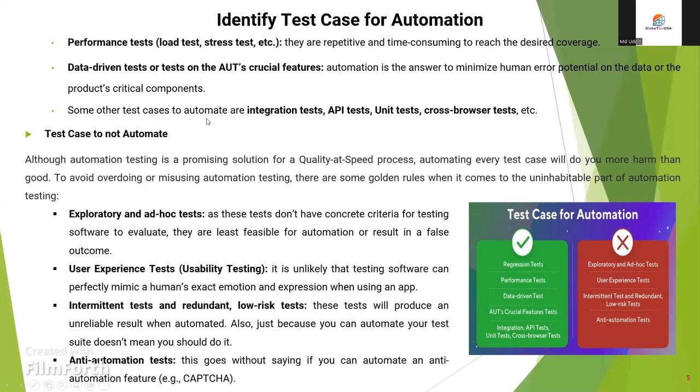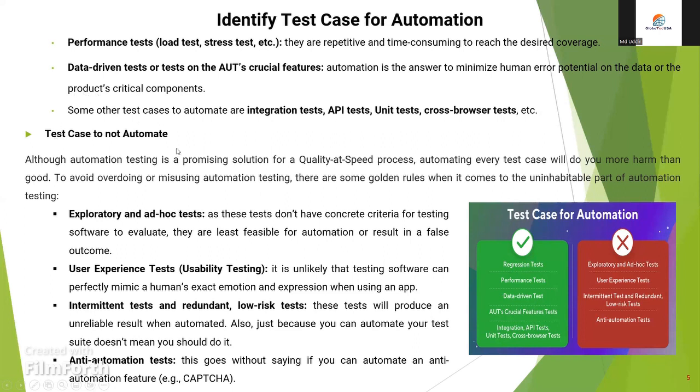Some of the test cases to automate are integration test, API test, unit test, cross-browser test, etc. Those are also good candidates for automation testing. So those are the things you test: regression, performance, data-driven, AUT, integration, API test, unit test, cross-browser test. Those kinds of things you test.